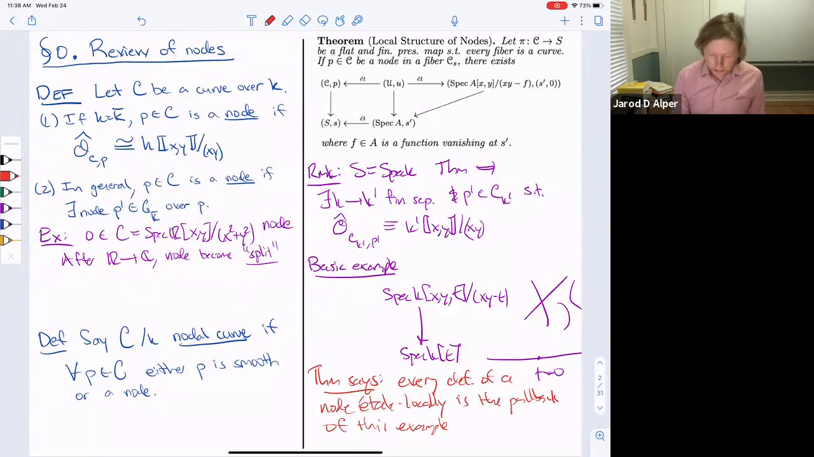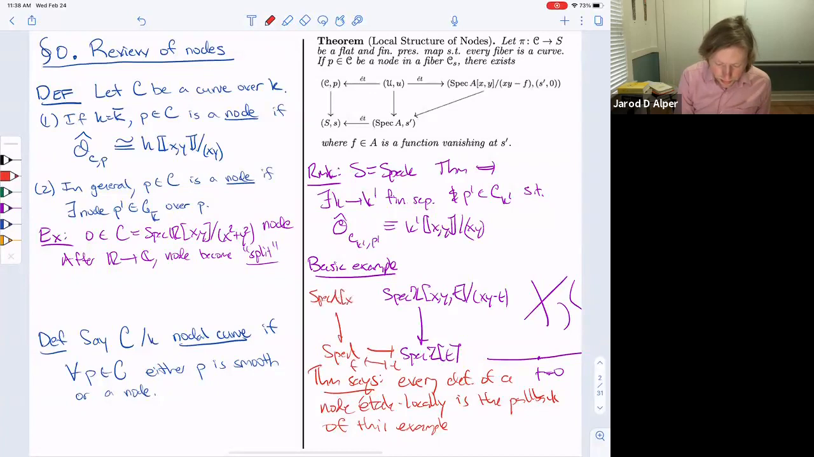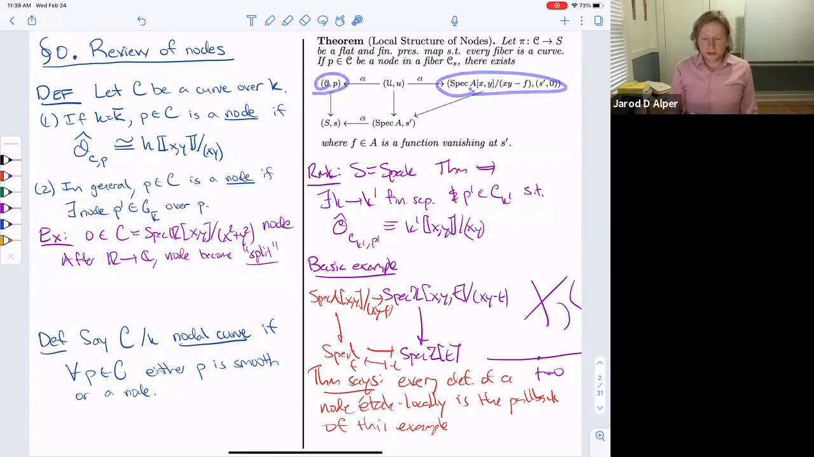Namely, let me just replace this k with a Z so that we can really work in mixed characteristic. So what it says is that there's a morphism from Spec A to here, and then t pulls back to some function f, and then the base change is this Spec A[x,y]/(xy minus f). So étale locally, your curve C looks like this particularly nice form.